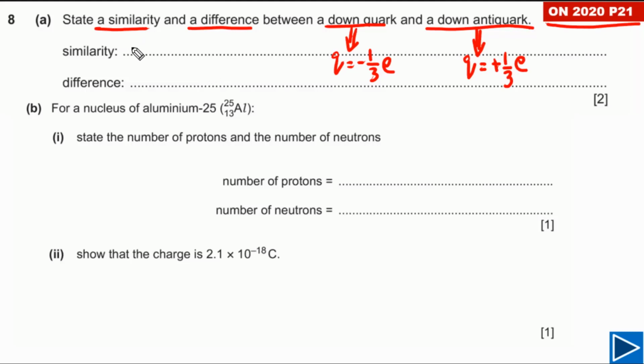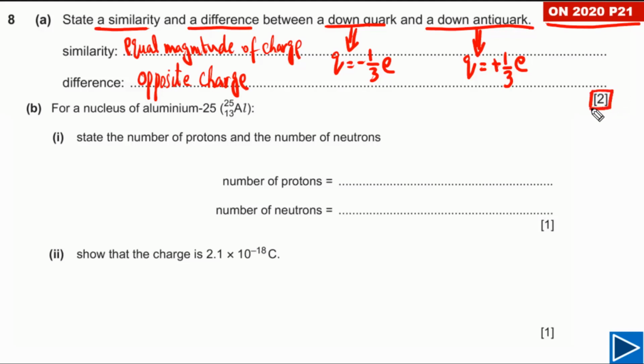So for the similarity, you can say equal magnitude of charge. We can simply write down what is similar between these two: equal magnitude of charge. And for the difference, they have opposite sign of charge, or simply you can say opposite charge. If you write these two points, you will get 2 marks for this question.